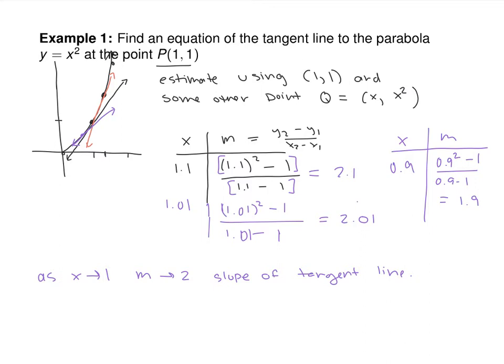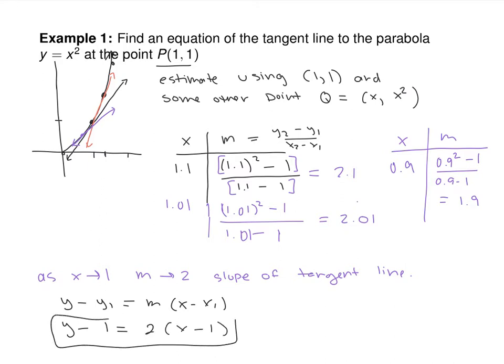Okay, so now that you have the slope, can you get the equation of the line? You could use y minus y1 equals m times x minus x1, right? What goes in for y1 and x1? 1 and 1. What goes in for m? 2. And if I don't specify to solve, you don't have to, so that's good enough.